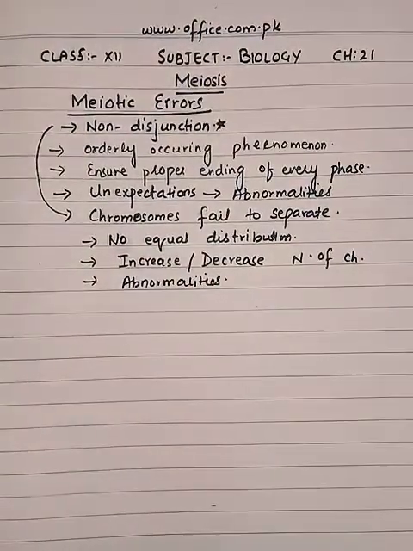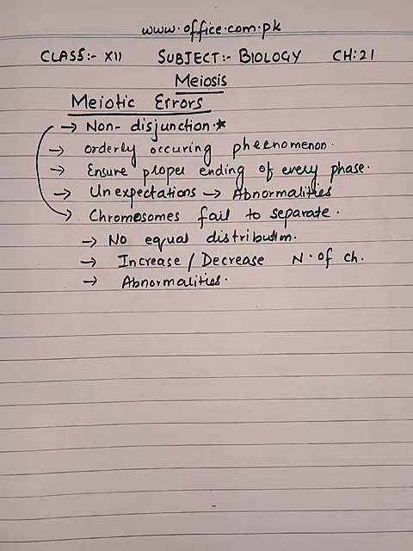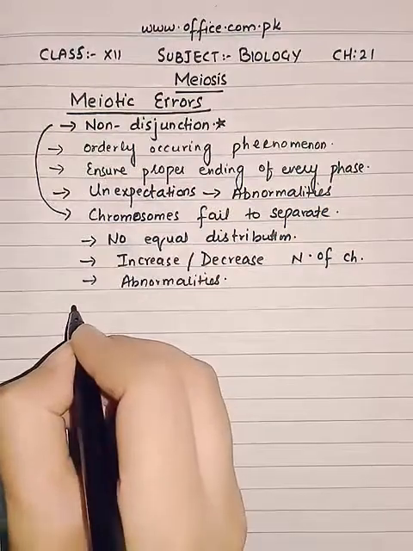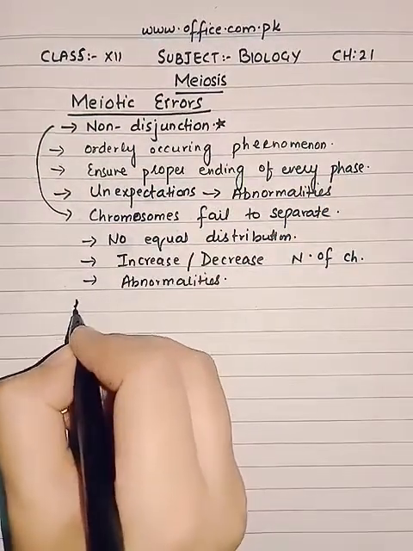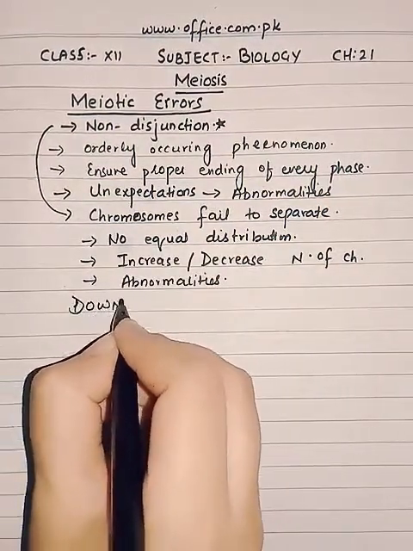So this non-disjunction can be autosomal, where autosomes means chromosomes other than the sex chromosomes, or it can involve the sex chromosomes, especially X and Y. Some examples will be discussed. Today we will talk about the first syndrome, that is Down's syndrome.